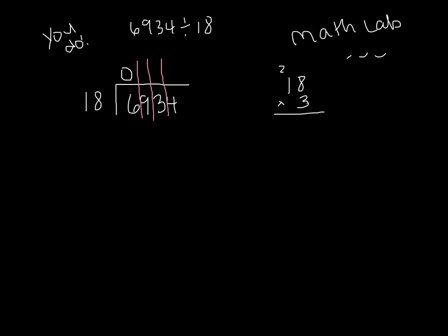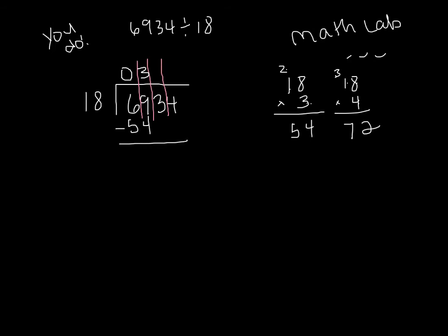3 times 8 is 24. 3 times 1 is 3, plus 2 is 5. If I did 4, it's going to blow up in my face. 8 times 4 is 32. 4 times 1 is 4, plus 3 is 7, so it's 72. Too big. So put the 3, and that's 54.